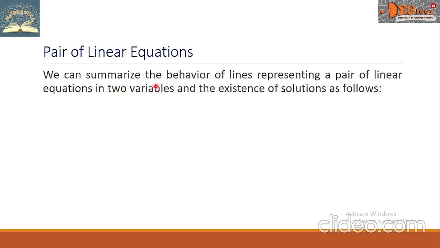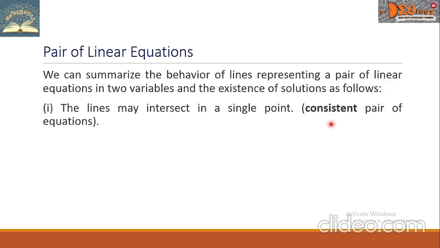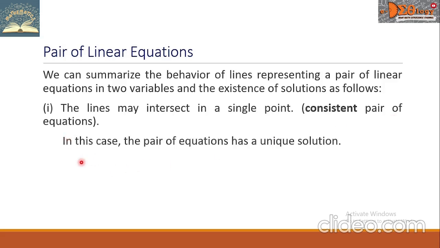We can summarize the behavior of lines representing a pair of linear equations in two variables and the existence of solutions as follows. First, the lines may intersect in a single point. We call this consistent pair of equations. In this case, the pair of equations has a unique solution.